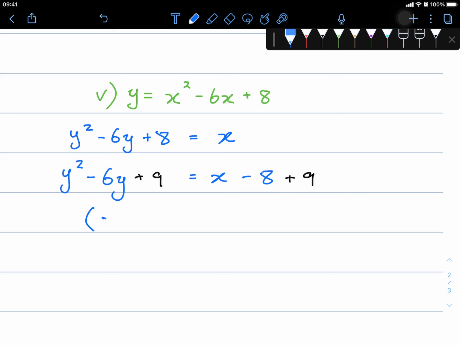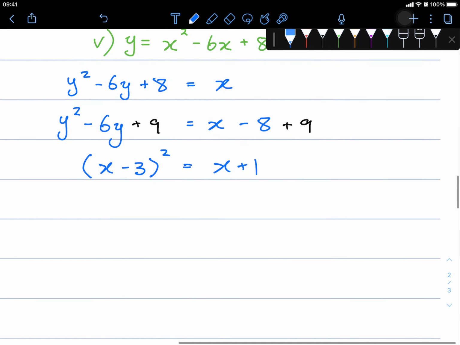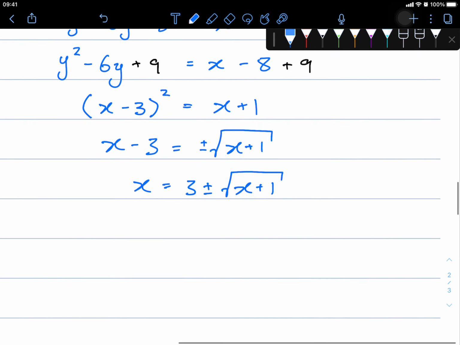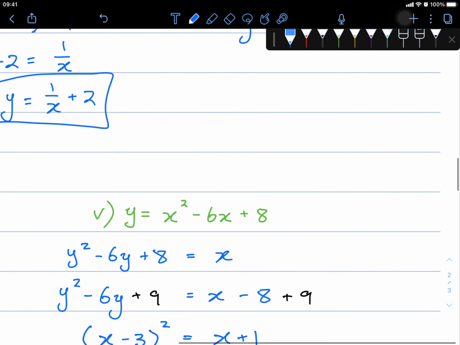The left hand side can factor into this. This will simplify into taking the square root of both sides and moving the 3 across. And that there is the inverse of the original function.